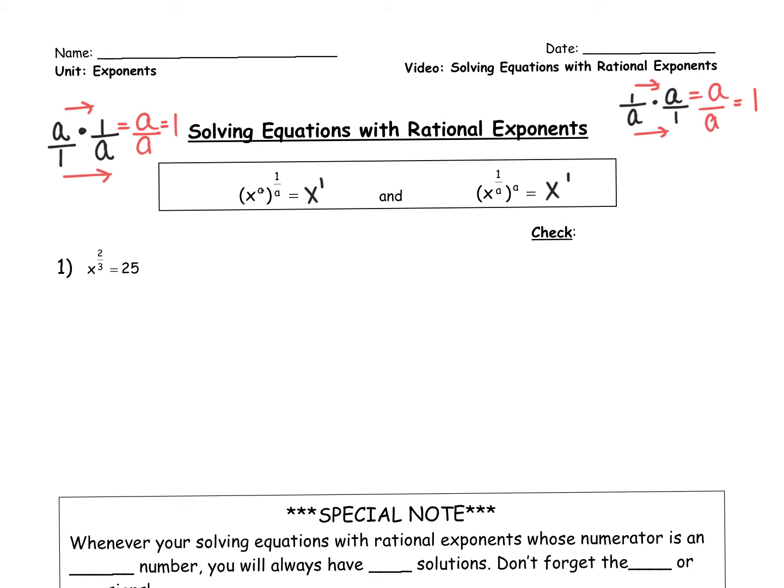So that's what we're going to do in a scenario like number 1. We have x to the 2/3. We want to isolate the x. So the only way we're going to be able to do that is to raise both sides to the reciprocal power. So 3 over 2 over here and 3 over 2 over here. So let's write that. We're going to raise both sides to the 3 over 2 power, or the reciprocal.